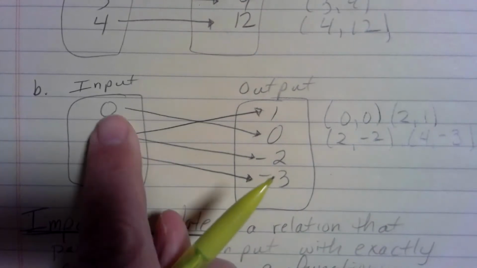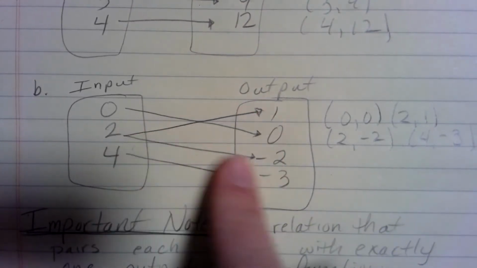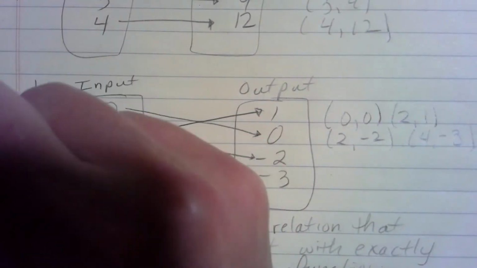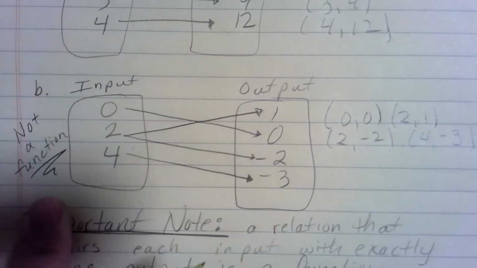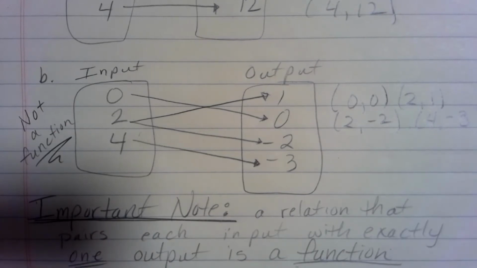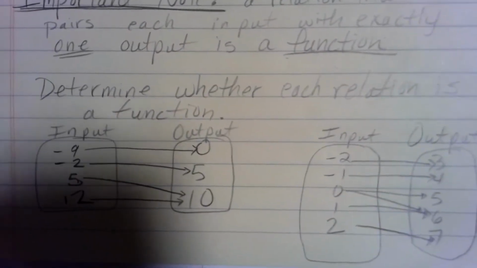Okay, looking here, 2 has an output of 1 and -2. So this is not a function. There's a relation here, but it is not a function, what we define as a function. Okay? All right, so in your practice, again, pause as needed so you can write all this down.